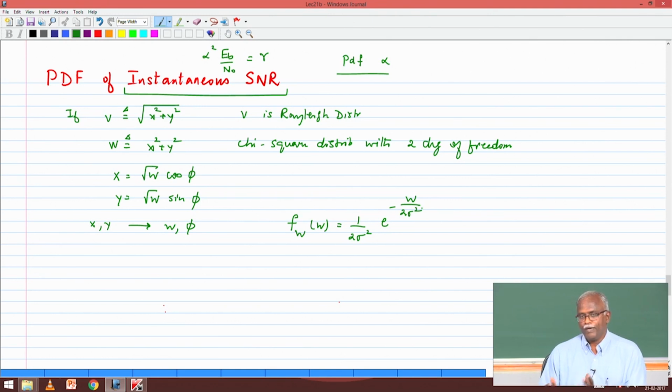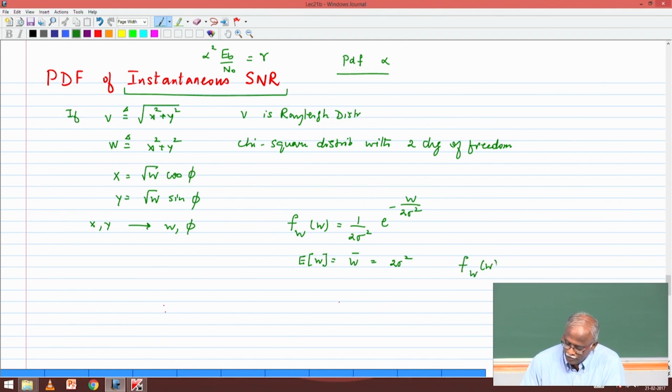It's actually a compact form. It does look like the exponential, but we will see it in a moment. Now if I were to write down the expected value of W, I call it W bar. The expected value of W is expected value of x squared plus expected value of y squared, that is 2 sigma squared. So f_W of W is 1 by W bar e power minus W by W bar. And this is the general form of an exponential PDF, and you can verify that it's a valid PDF by integrating it from 0 to infinity.